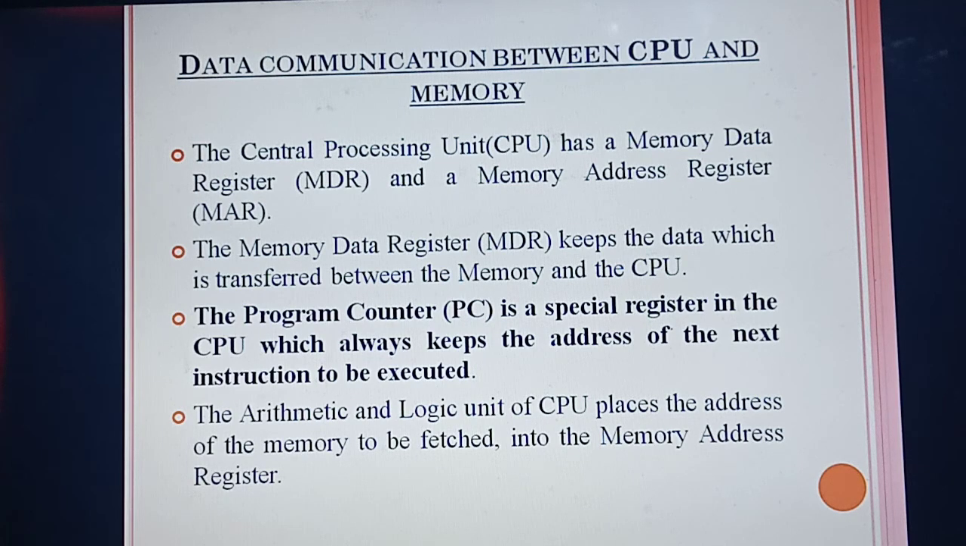Memory and the CPU. For example, first you are transferring one piece of information, so it will keep the record. First you are transferring this information from memory to CPU, and likewise the second. So it will keep all the details of what data you are going to transfer between the memory and the CPU. Understood what's the use of MDR?